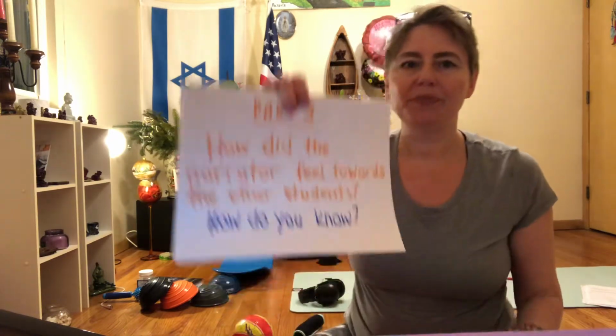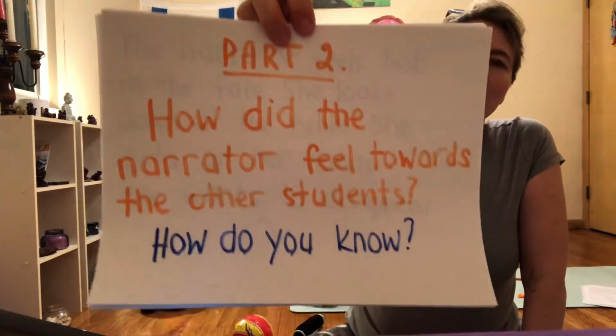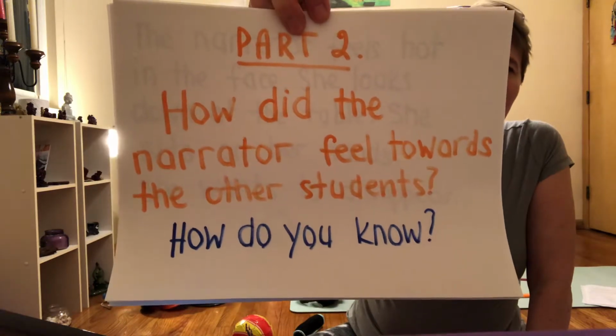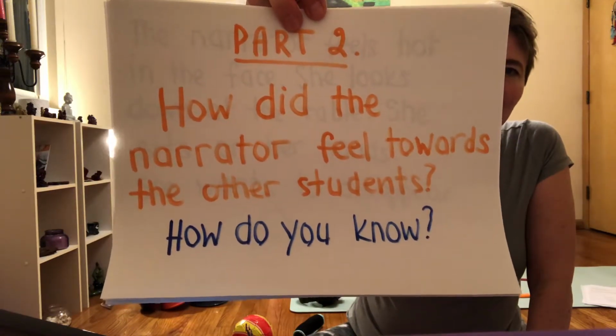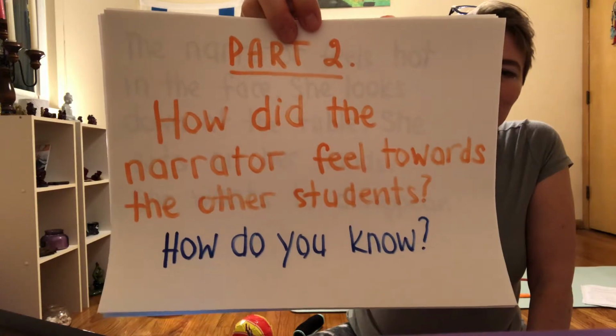Part 2. How does the narrator feel towards the other students? And how do you know? How does she feel? How do you know? The narrator feels hot in the face. She looks down at the table. She sits on her hands. She wants to disappear.